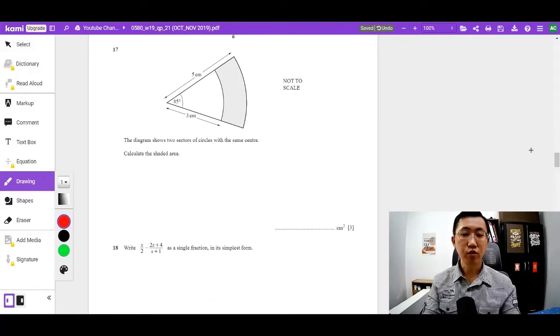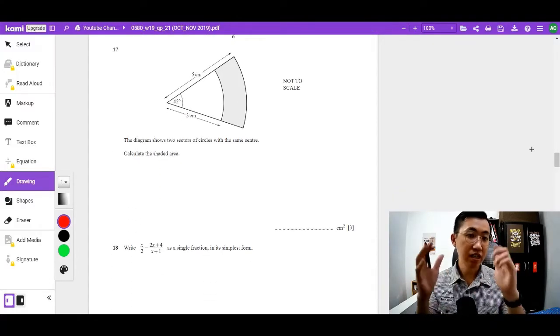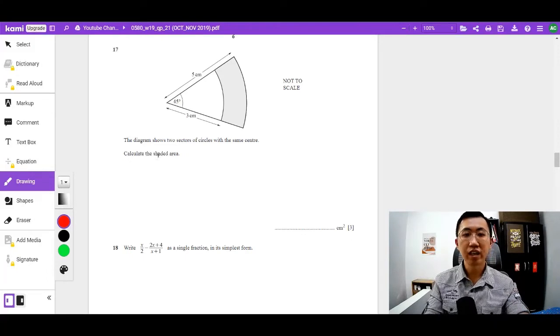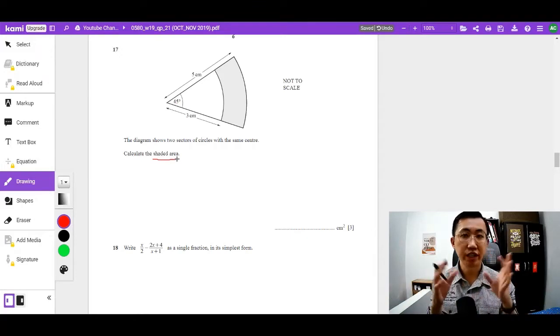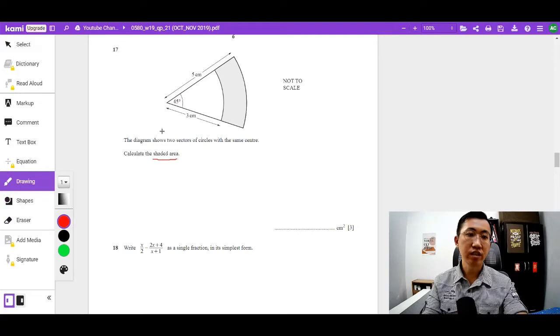So let's look at question 17 here. I can see a shaded region over there. Calculate the shaded area. Whenever you do a shaded area, it is a bigger object minus a smaller object, that's the way to do it. So the bigger object I can see over here, let me use red color to draw. You can see a big sector. Okay, so red color is the big sector.